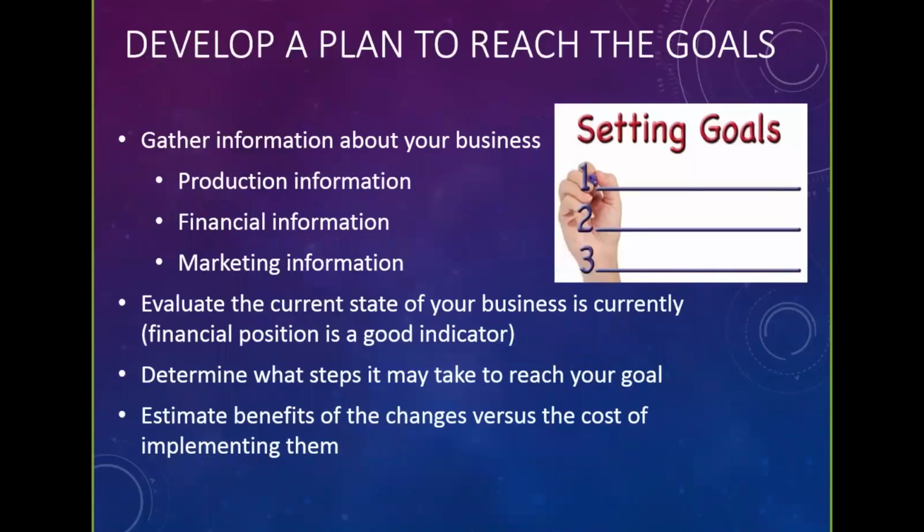So now we have to develop a plan to reach our goals, and this is your business plan. You gather information about your business, and that's going to be production information, financial information, marketing information. You want to evaluate the current state of your business, and looking at different financial positions or financial ratios is a good indicator. If you're not in business yet, the current state of your business is nothing. So you want to try to forecast out where your business might be in 1 year, in 3 years, in 5 years, and so on.